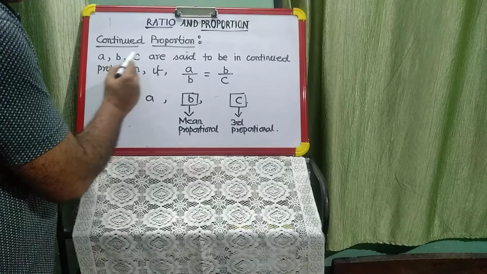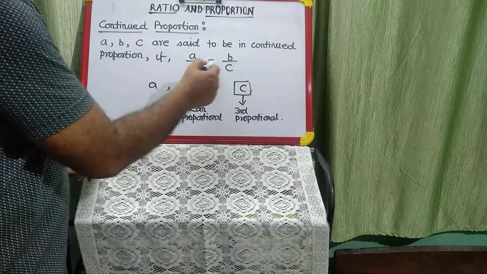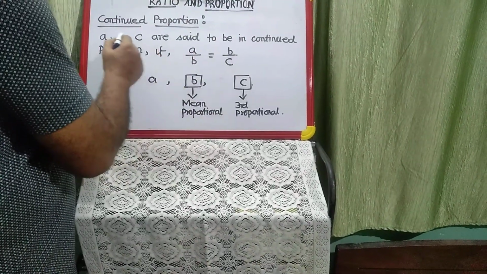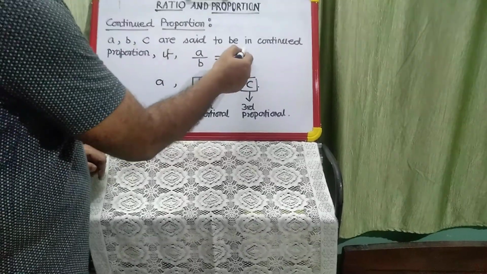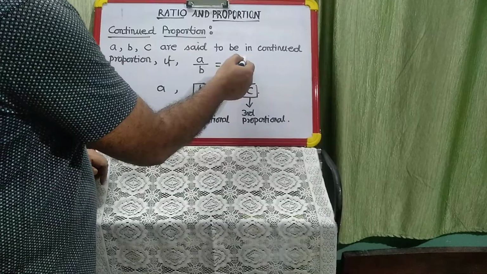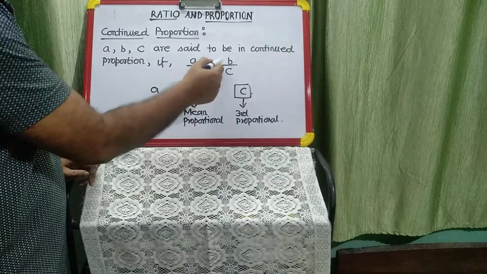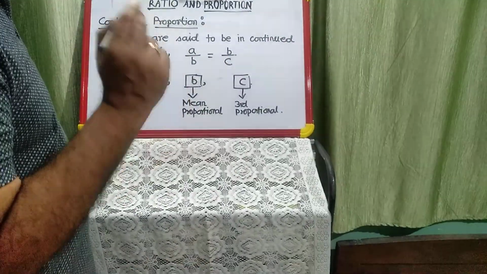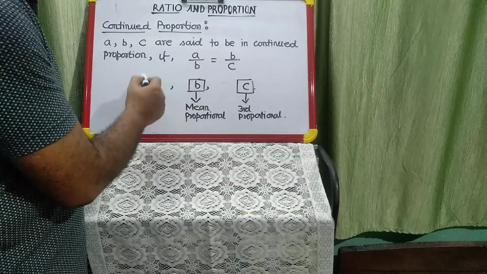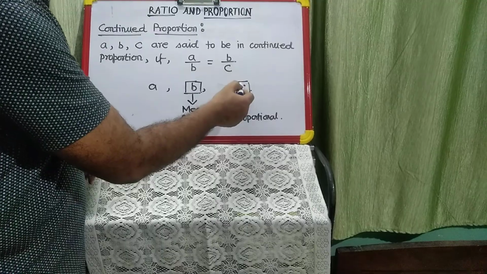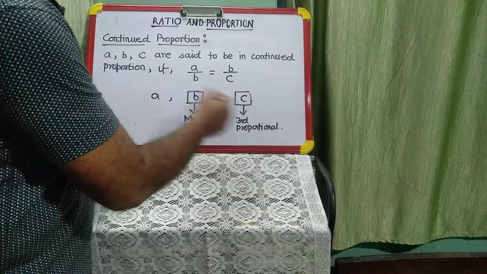So A, B and C are said to be in continued proportion if A by B is equal to B by C. Look, the middle one, B, is there in the denominator of the first ratio and is there in the numerator of the second ratio. So, A, B, C are said to be in continued proportion if A by B is equal to B by C. You also must note that the middle one, B, is known as the mean proportional between A and C, and the third one, C, is also known as the third proportional between A, B and C.